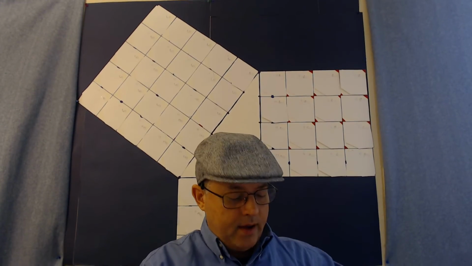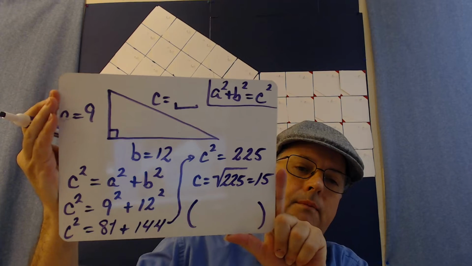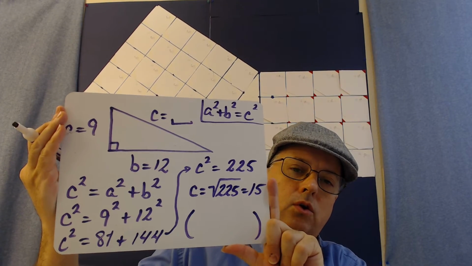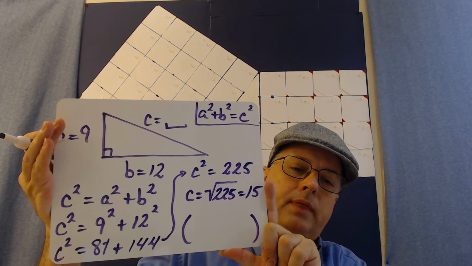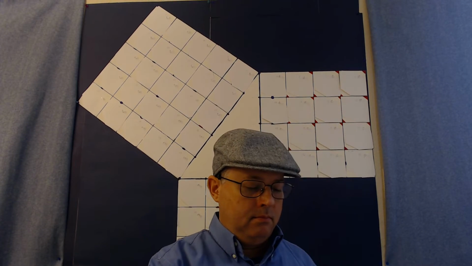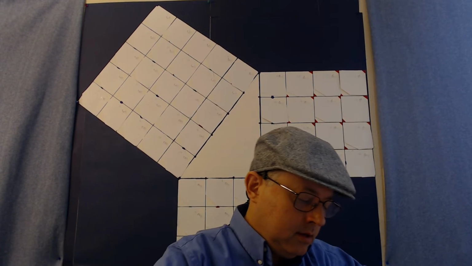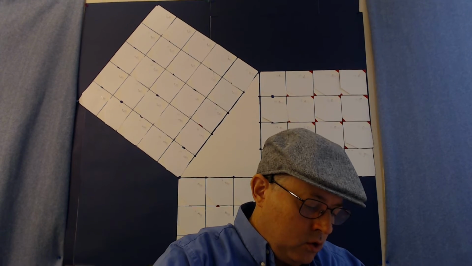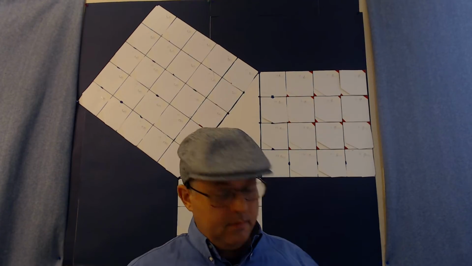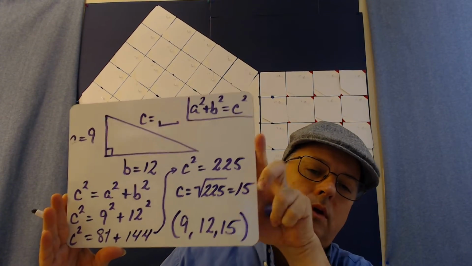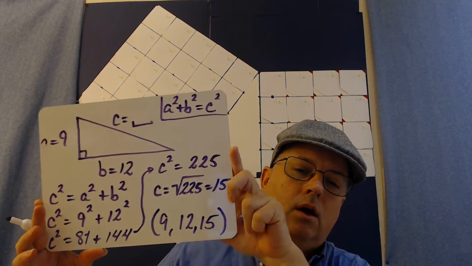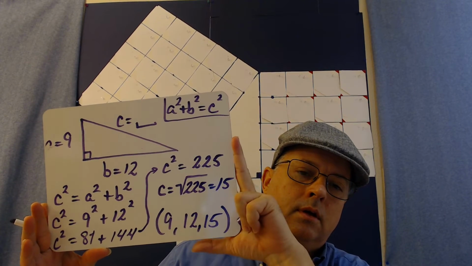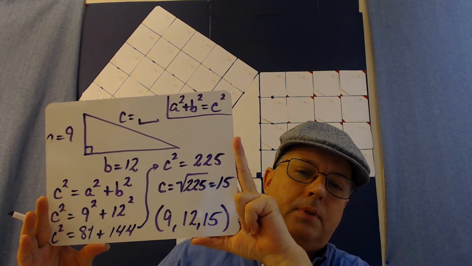And so now we have found the length of side C, and we have what is called a Pythagorean triple. That's 9, 12, and 15. A Pythagorean triple is three whole number lengths that solve the Pythagorean theorem.